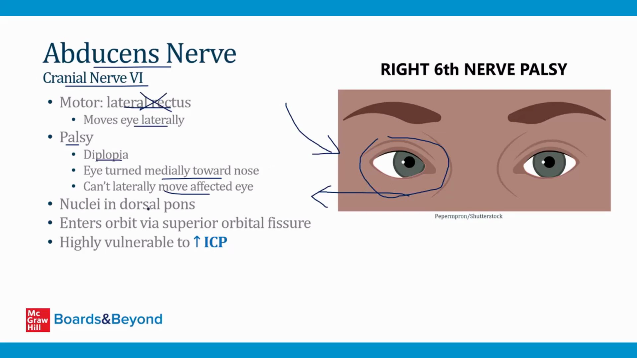The nuclei for this nerve is found in the dorsal pons, which is the back of the pons. It exits the skull and enters the orbit through the same pathway that all the nerves going to the eye use. That's the superior orbital fissure.